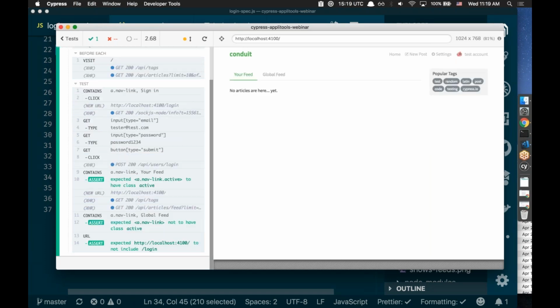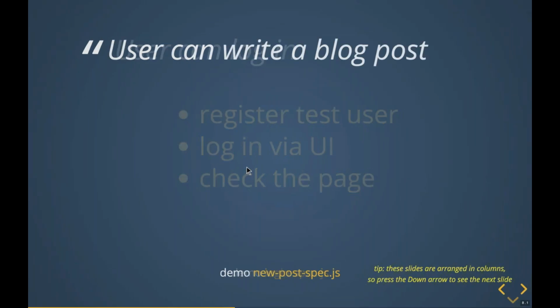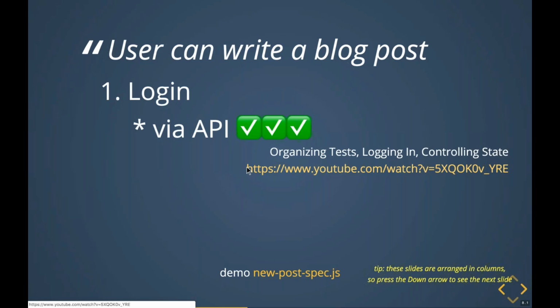Perfect. We just verified that the real user can log in, and we created a test account on the fly before the test. Let's verify the most important feature in our application, that we can write a blog post. We want to log in not through UI. We want to log in via API. And we have an excellent video explaining the philosophy behind this.